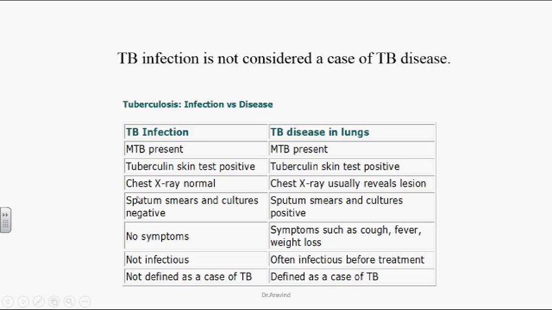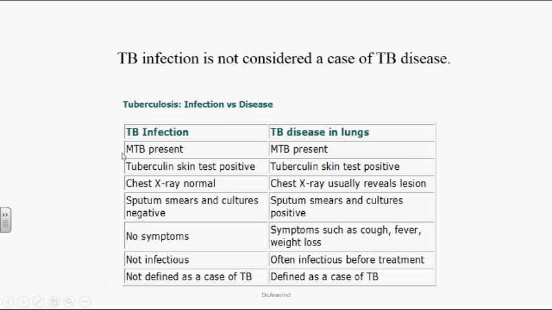In a tubercular infected patient, the chest X-ray will be normal, because these patients have a very good immune response, so you can't see any damage or infiltration in the lung tissues. These organisms are inhibited by cell mediated immunity in these patients. Whereas in tubercular disease, the chest X-ray usually reveals the lesion. You can see lesions, cavity formations or fibrosis inside the lung X-rays.